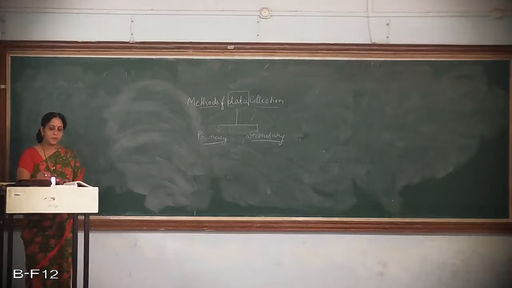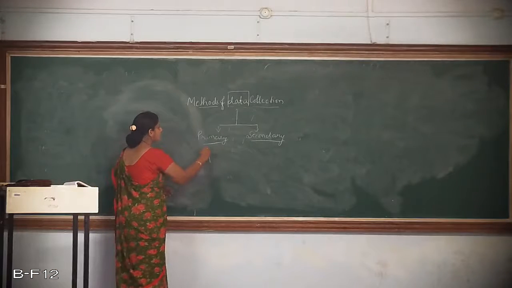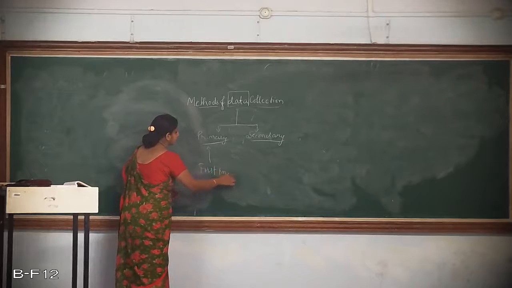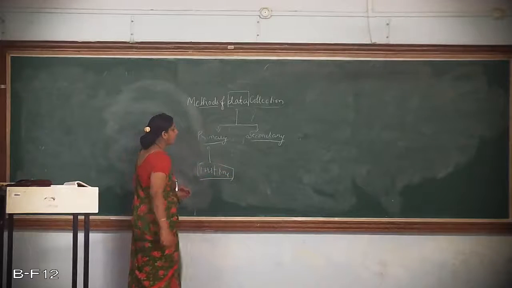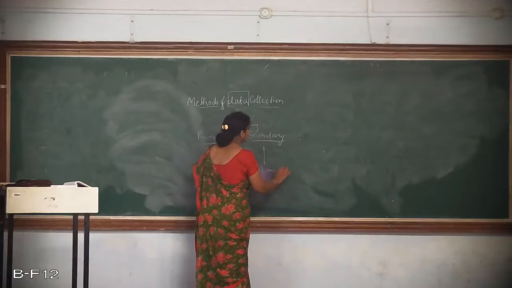Then, here primary data is the data that is collected for the first time. Whereas secondary data is available in a published format.